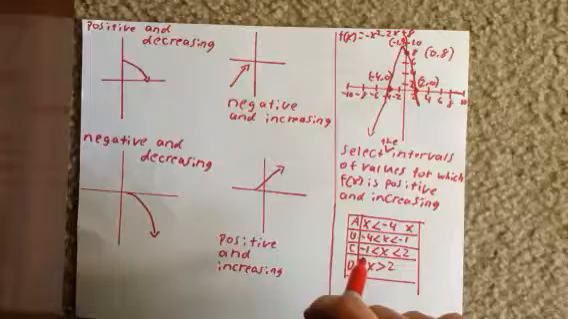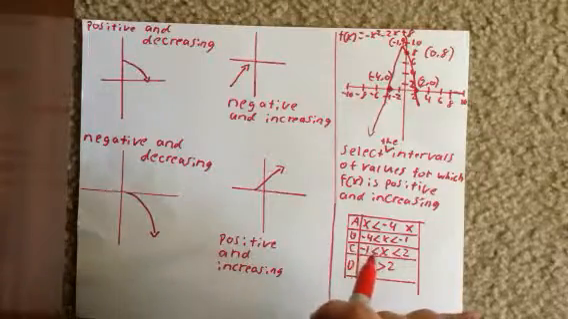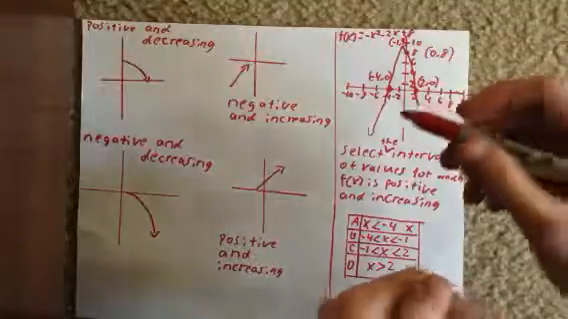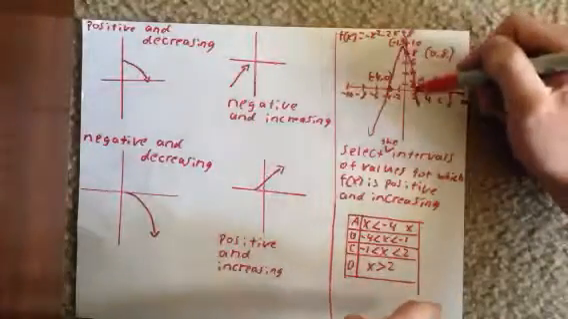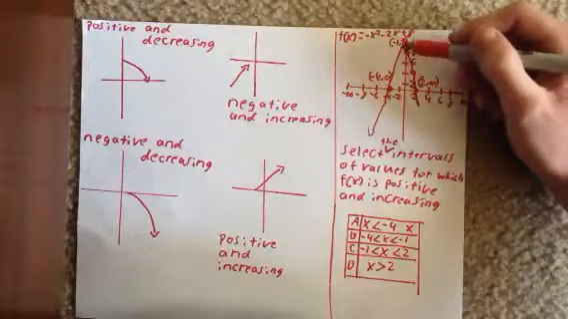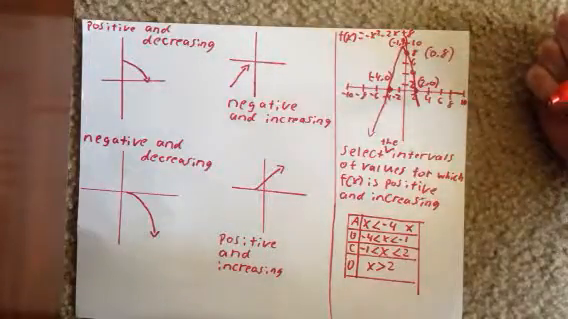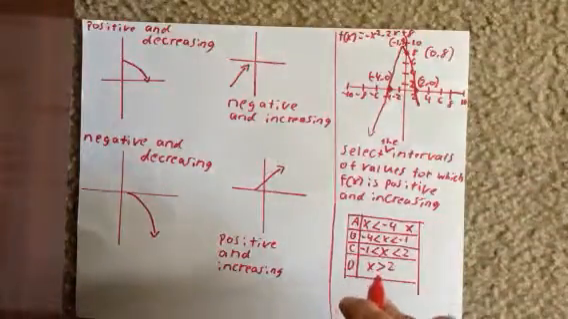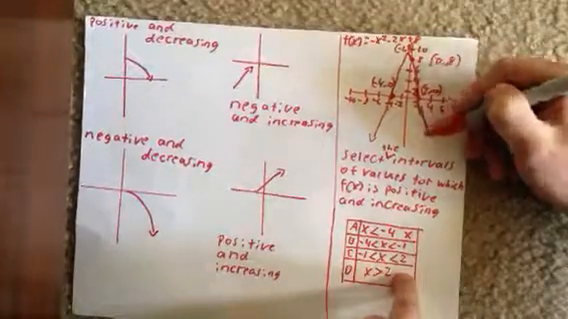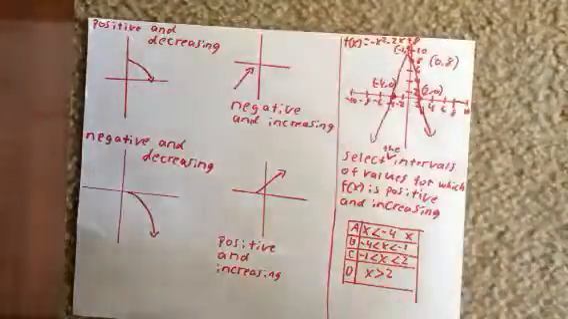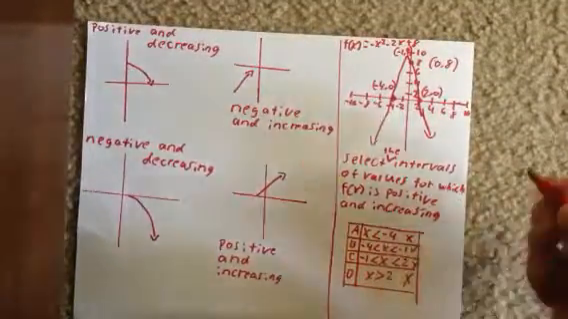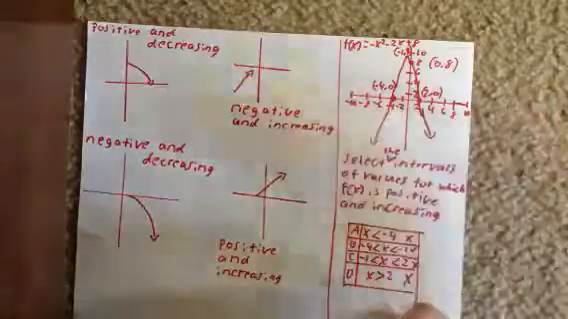C, negative 1 is less than x, and x is less than 2. That would be from here to here. This is positive and decreasing. And D, x is greater than 2. That is here. That's also negative and decreasing. So that means B is the right answer.